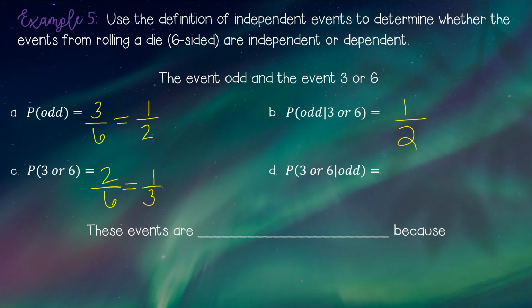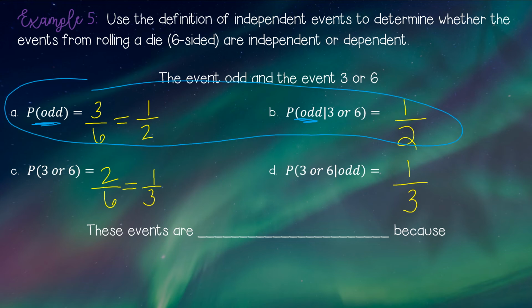Now we're looking at the probability of it being a 3 or a 6 if it's odd. So if it's odd, that's 3 total numbers, and it being a 3 or a 6, well, 3 is odd, so that's only one possibility. So the probability of odd given a 3 or 6 equals the probability of odd, so that's looking good. And 3 or 6 given it's odd is also 1/3. Because these are equal to one another, this is independent.